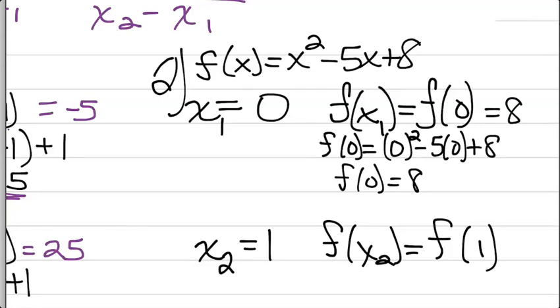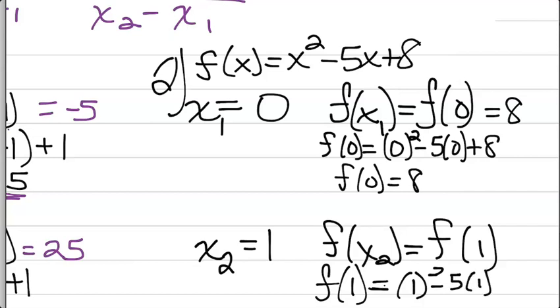For the f of x2, I'm plugging in 1 everywhere there's an x. So I'll have 1 squared minus 5 times 1 plus 8. 1 squared is 1. So 1 minus 5 plus 8. 1 minus 5 is a negative 4. Negative 4 plus 8 is a positive 4. So since f of 1 is 4, that's what we're going to use for that f of x2.